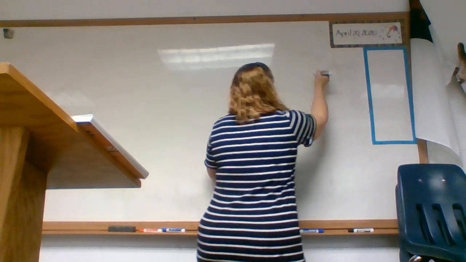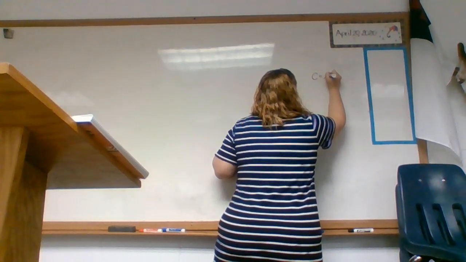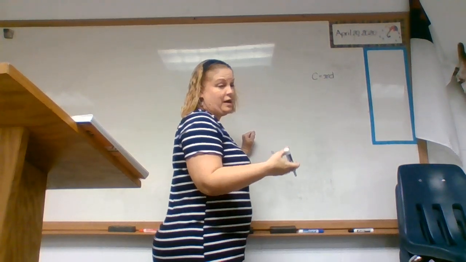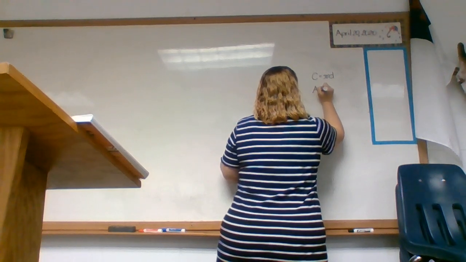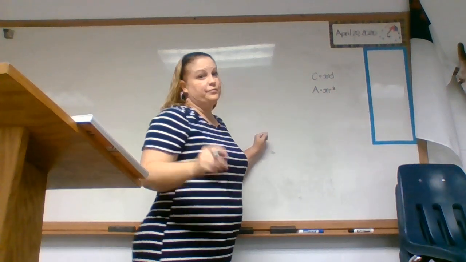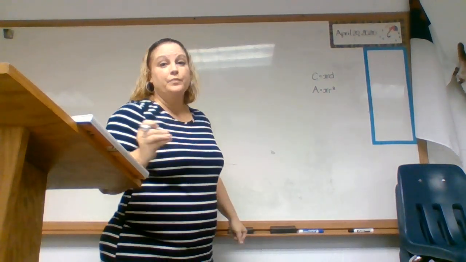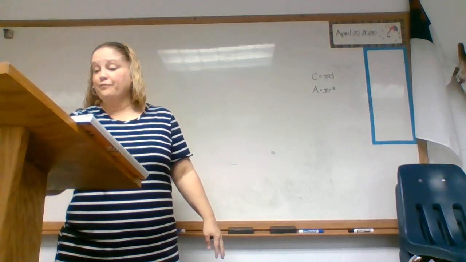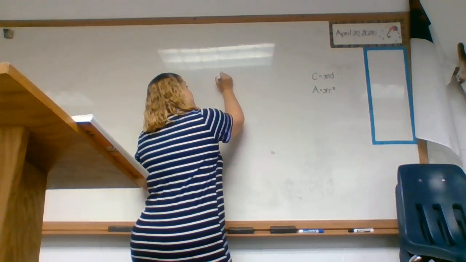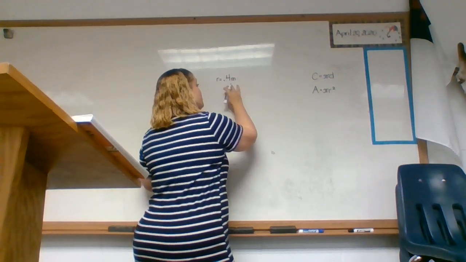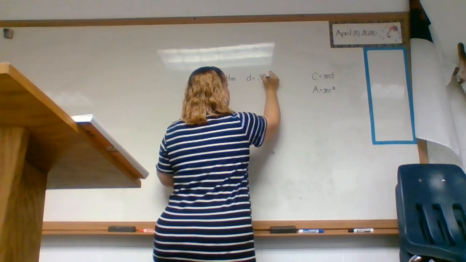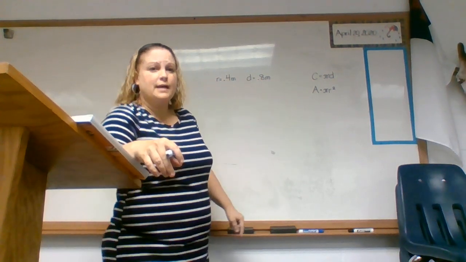Now remember, your formula for circumference is pi times diameter. Your formula for area is pi times the radius squared. So if we're looking at the chart in A, we've got 0.4 meters as the radius. What is our diameter? If your radius is 0.4, remember we always said double it? Here's your diameter.